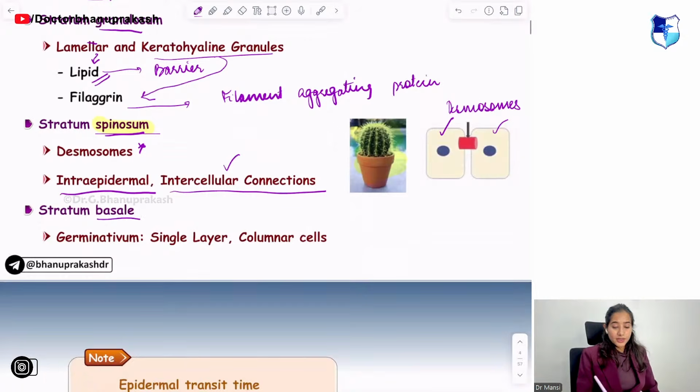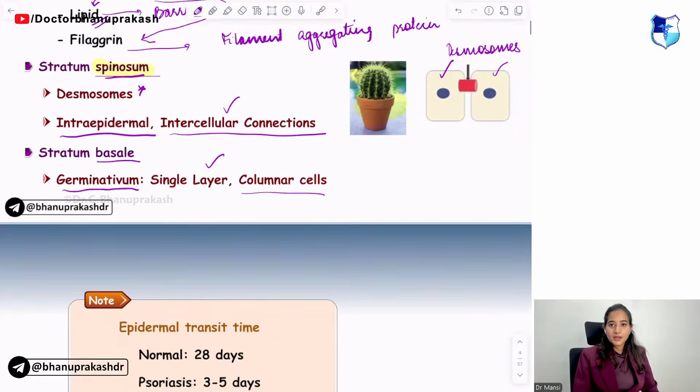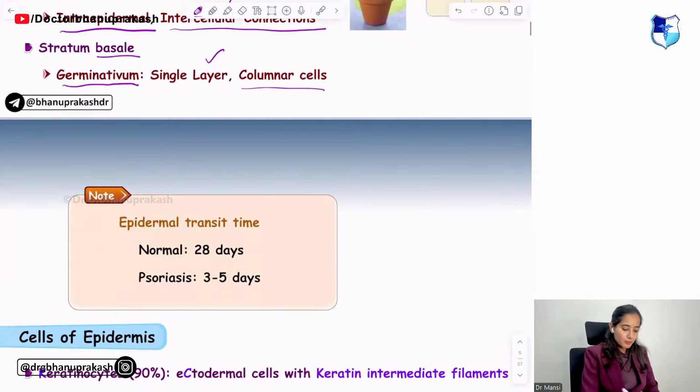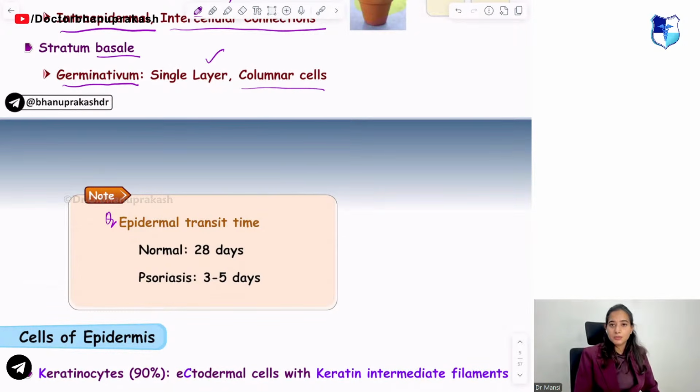And then we have stratum basale, which is also called germinativum. So it has a capacity to germinate. It is a single cell layer and has columnar cells. What is important, which has been asked previously: can anyone tell what is epidermal transit time?